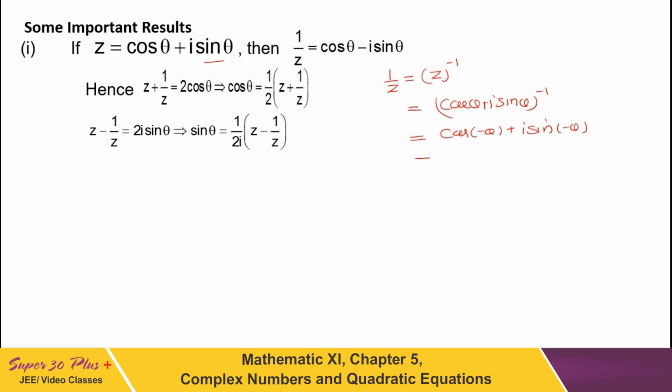As we know, cos(-θ) is cos θ and sin(-θ) is -sin θ. So we can write it as cos θ - i sin θ. Hence, z + 1/z is equal to 2 cos θ and z - 1/z is equal to 2i sin θ, from where we can find the value of sin θ. It is 1/(2i) times (z - 1/z).